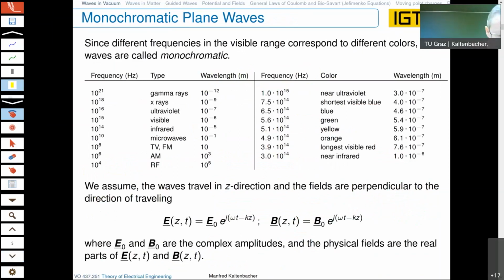Here is just a table to see the type of wave. We have the frequency and the wavelengths, and here especially concerning the colors with wavelengths and frequency from near ultraviolet to near infrared. Okay, so let's assume we now have a traveling wave in z direction.